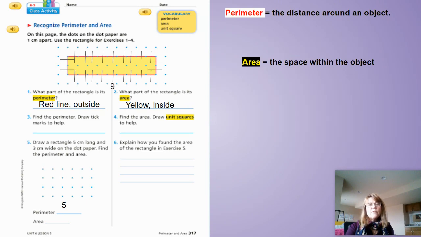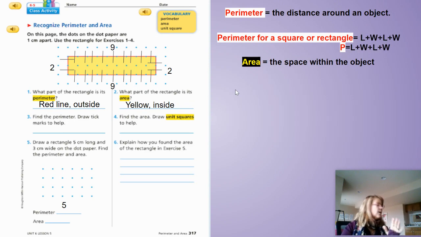We know there's 22 centimeters going all the way around that object. Well, a formula for that is by taking the numbers 9 on this side, 2 on this side, 9 on that side, and 2 on this side, having those numbers for each side, and then we take length plus width plus length plus width.